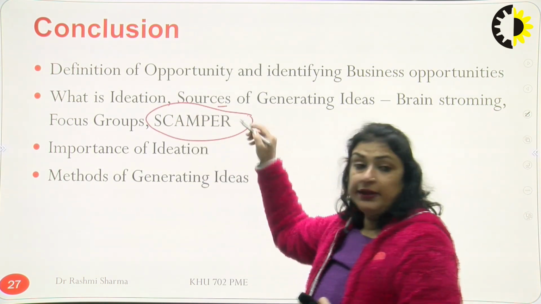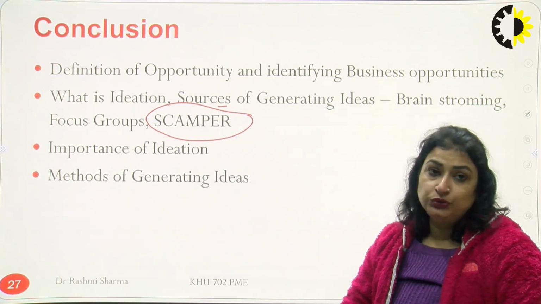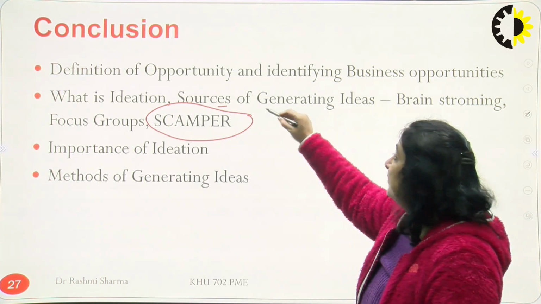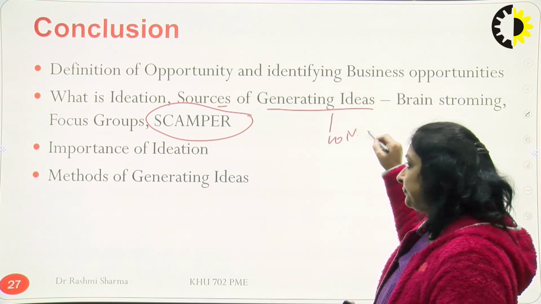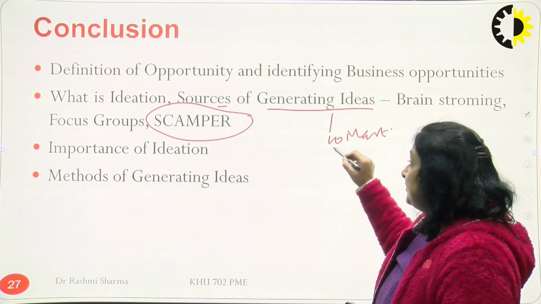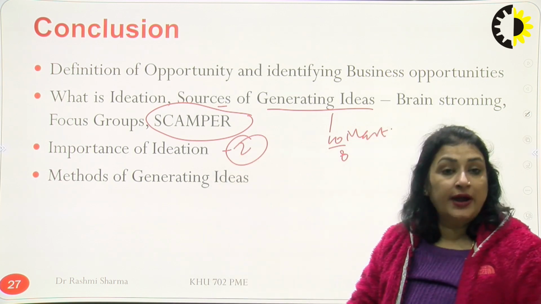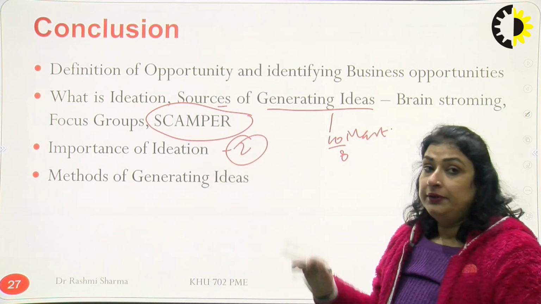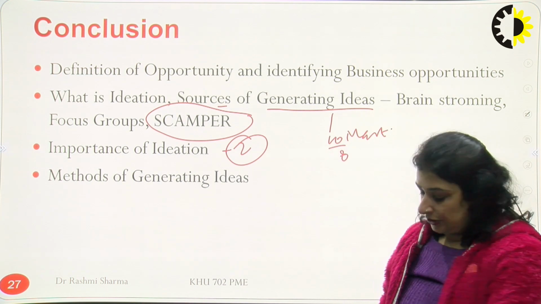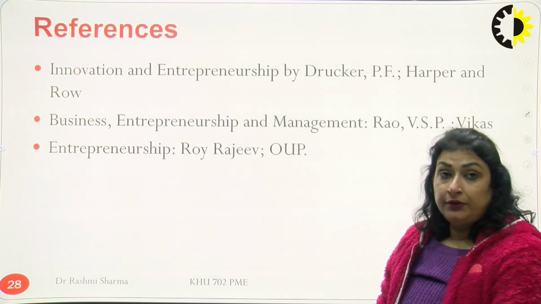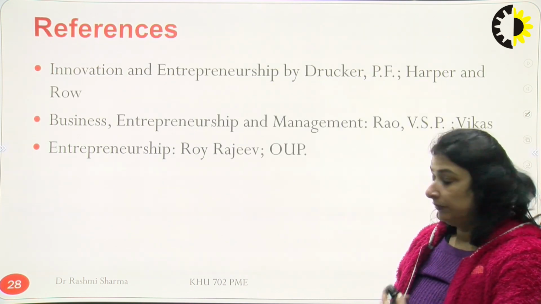The SCAMPER technique is the most important one, which is usually asked. It comes as an idea generation 10-marker question in AKTU. If it is not 10, then an 8-marker, then a 2-marker question is usually on the importance of ideation and the methods of idea generation. These particular topics were taken from these three particular books.